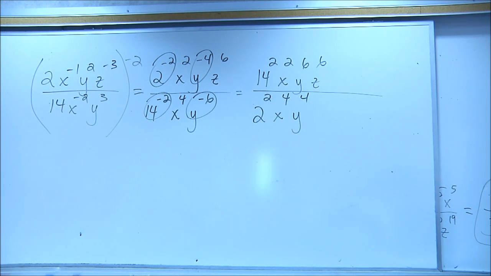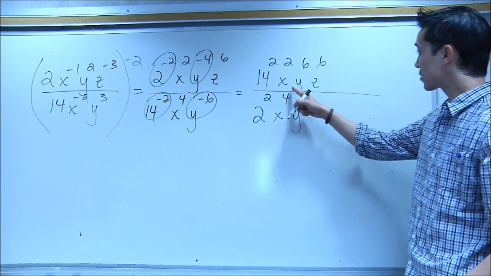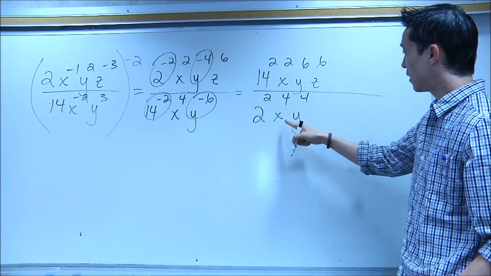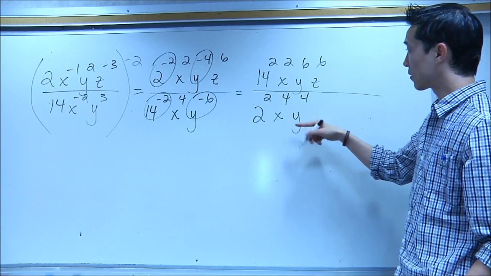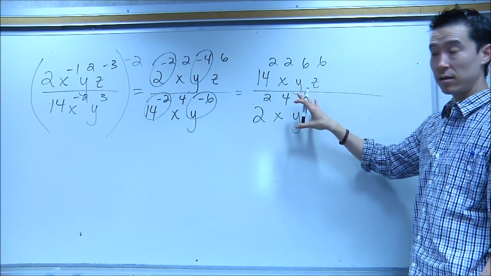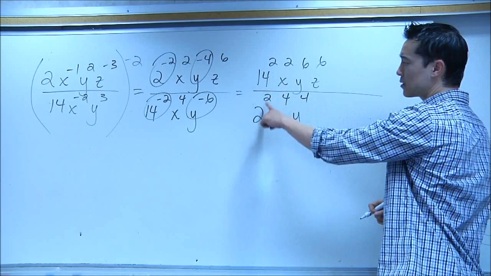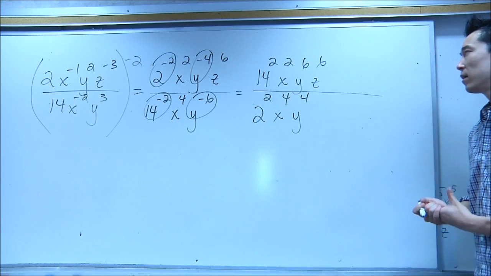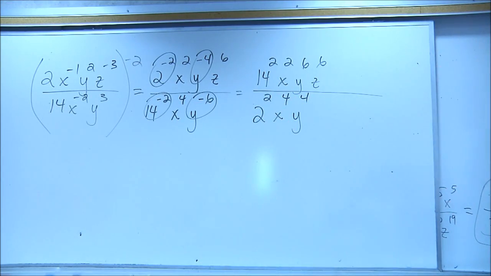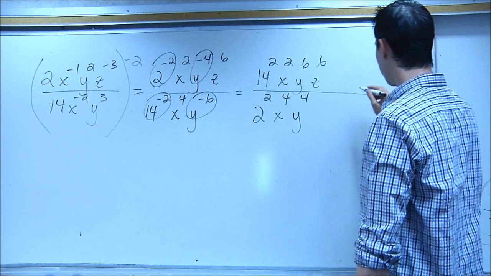Now we're almost finished here. In the top, I have x squared y to the 6 z to the 6. That's great. In the bottom, I have x to the 4 y to the 4. Okay, so there's some subtracting of exponents I can do here. What about the 14 squared and the 2 squared? Well, I'm not sure what 14 squared is, so can somebody tell me what 14 squared is? 196. 196?